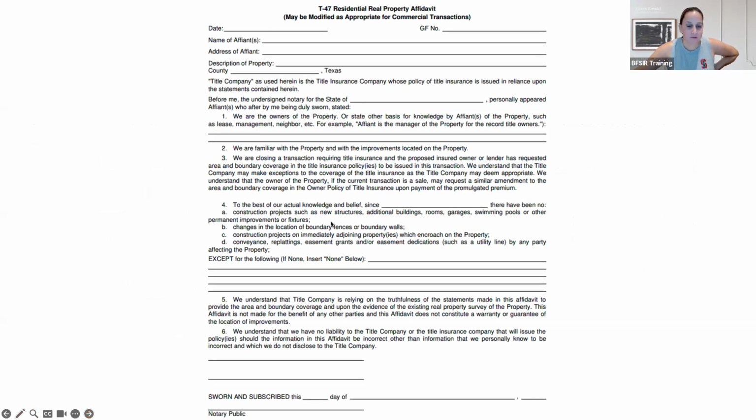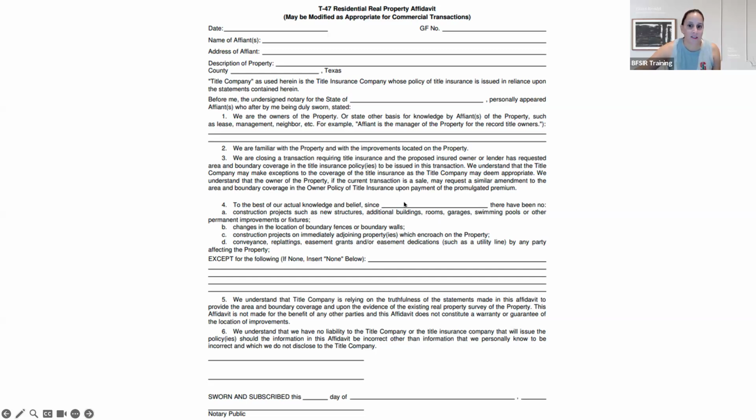Okay, so this is the T47. And again, this is not y'all's responsibility. Obviously, you can fill out the name, this information, state of Texas, right? And it says we're the property owners, we're familiar with the property. We're closing a transaction requiring title insurance in the proposed blah, blah, blah. This is why we're doing this.